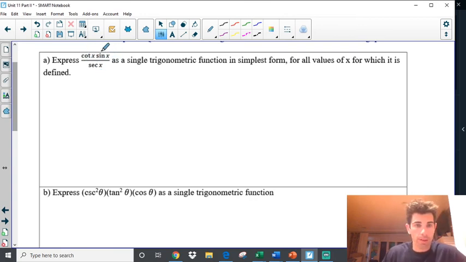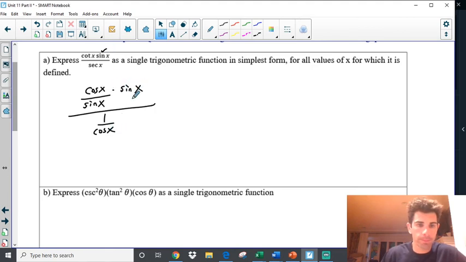Well, this guy's good. I like him. Let's change this guy, and let's change this guy. So cotangent is what? Cosine over sine. Secant is 1 over cosine. And this guy we didn't touch. Well, right away I'm going to get rid of that guy, right? So that's cosine x, right? Divided by 1 divided by cosine x.